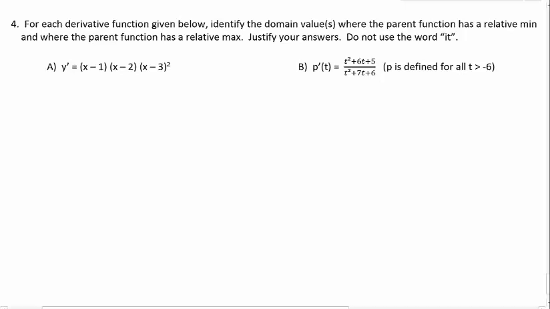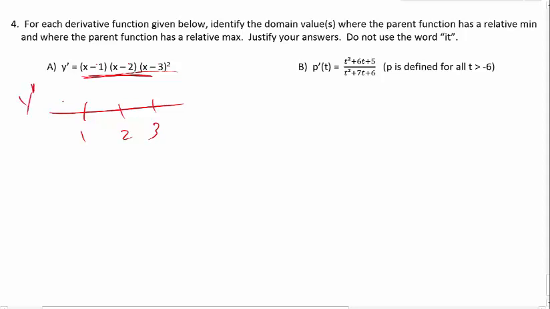So looking at this first derivative, that's never going to be undefined. It's a polynomial function. They are defined at all x values all the time. But we can see this is going to equal 0 if x is either 1 or 2 or 3. So I'm going to mark a number line with 1 and 2 and 3 on it.